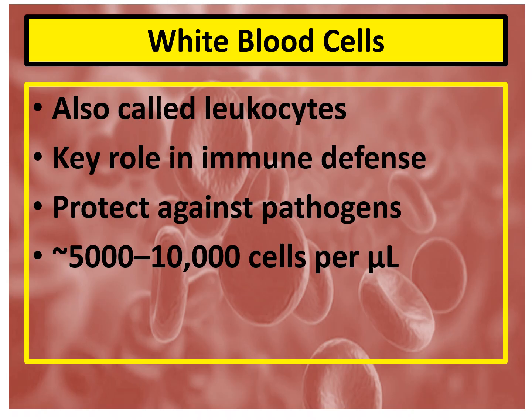Followed by the red blood cells, we have white blood cells. These are called leukocytes, and they play a very key role in the immune defense system. These protect against pathogens. As we have discussed right from our school days, the white blood cells act as the first line of defense. Any pathogen that enters your body first has to be faced by the white blood cells. Their count is approximately 5,000 to 10,000 cells per microliter.